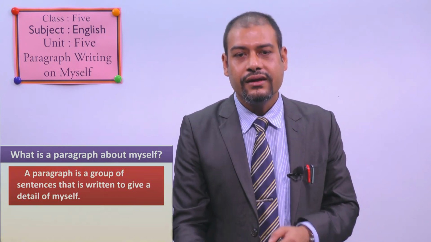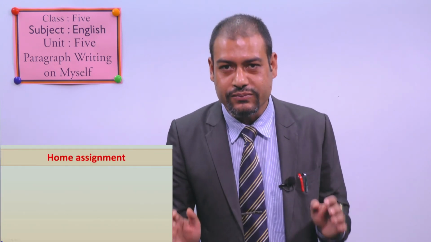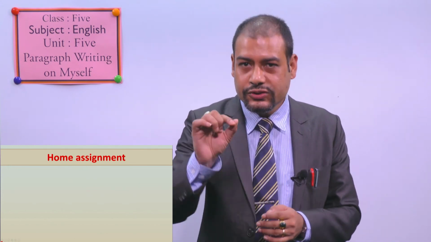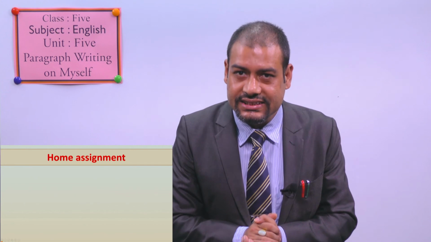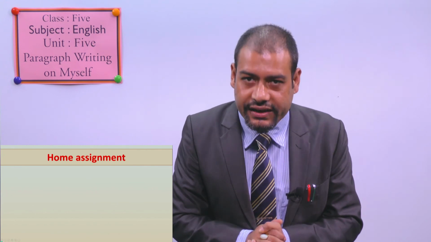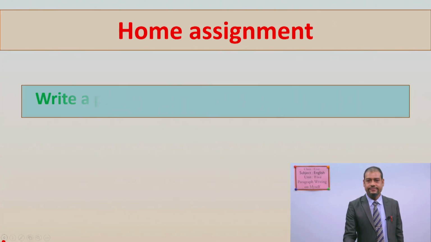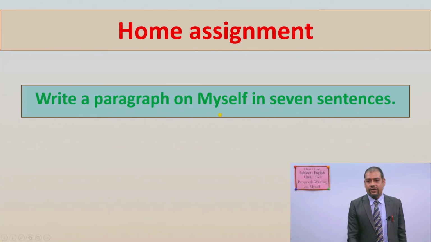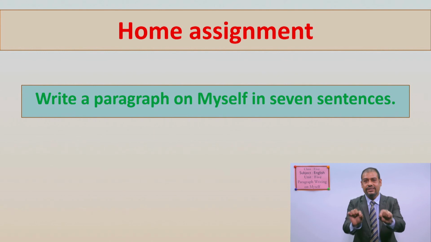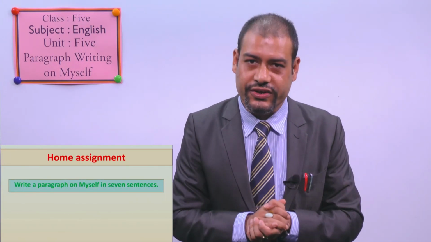Is it clear? After this, if you are clear, now I want to give you a home assignment. This is your homework. You have to do it at home after this class. And when your school opens, you have to show it to your English teacher, okay? And your home assignment is, let's say, write a paragraph on myself in 7 sentences. It is very easy for you because you have already written a paragraph about yourself, because you did a practice with me. So it's very easy for you, okay?